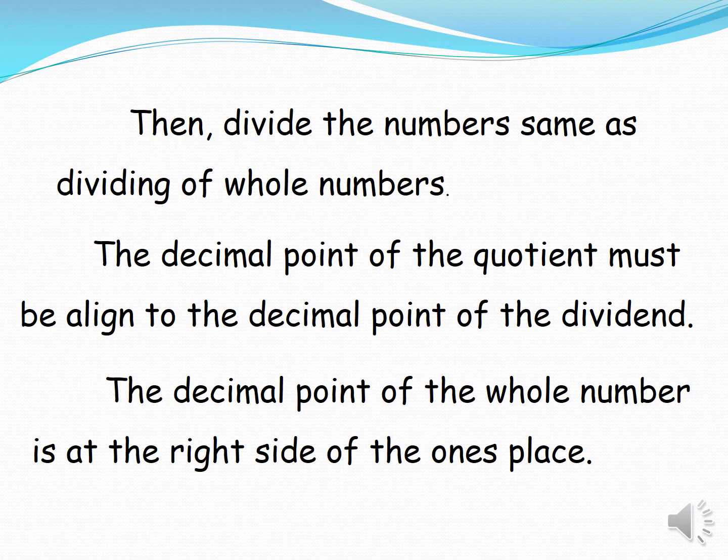Then, divide the numbers the same as dividing whole numbers. The decimal point of the quotient must be aligned to the decimal point of the dividend. The decimal point of a whole number is at the right side of the ones place.